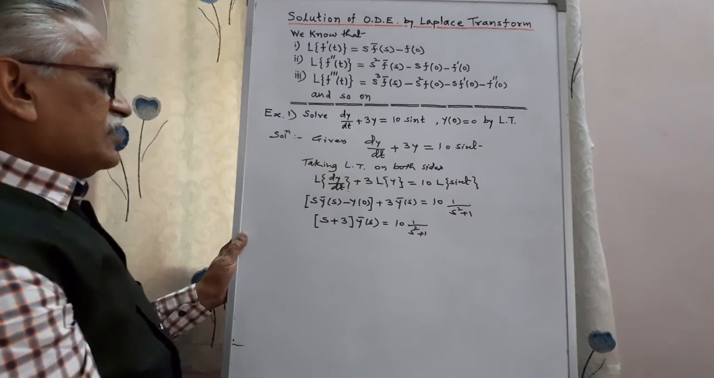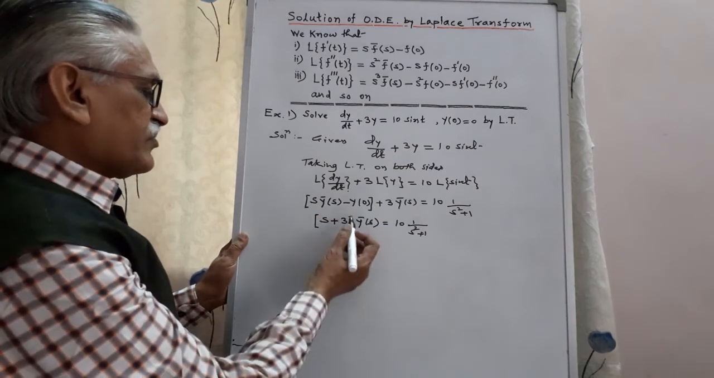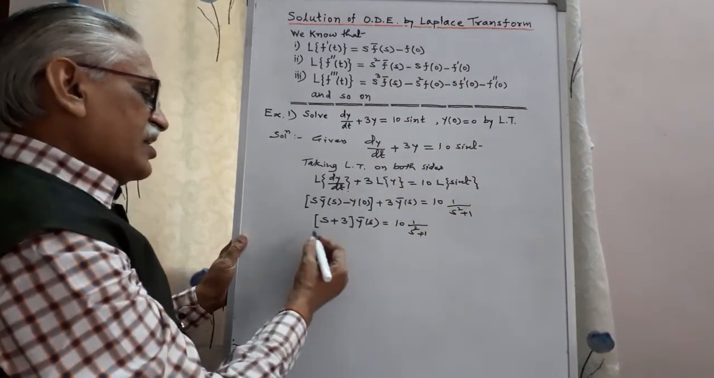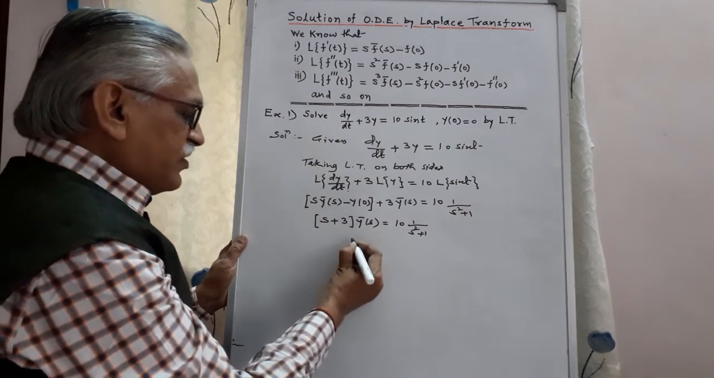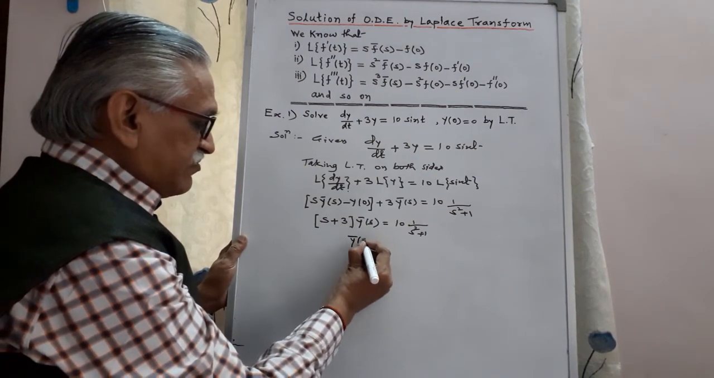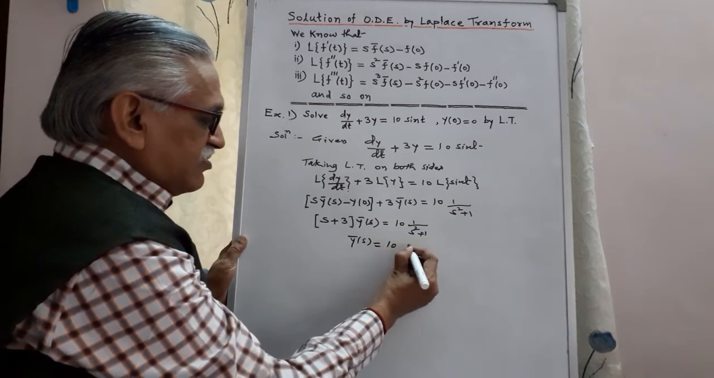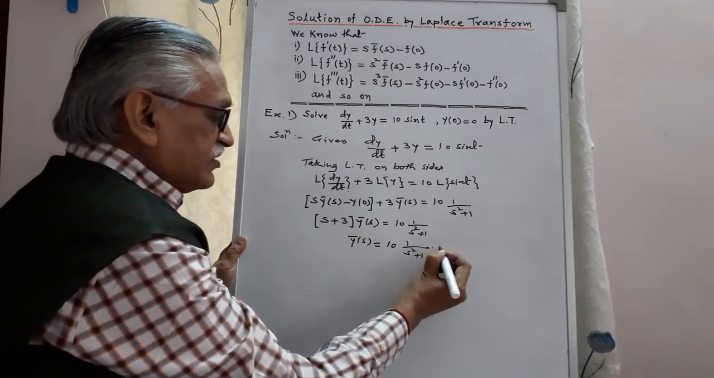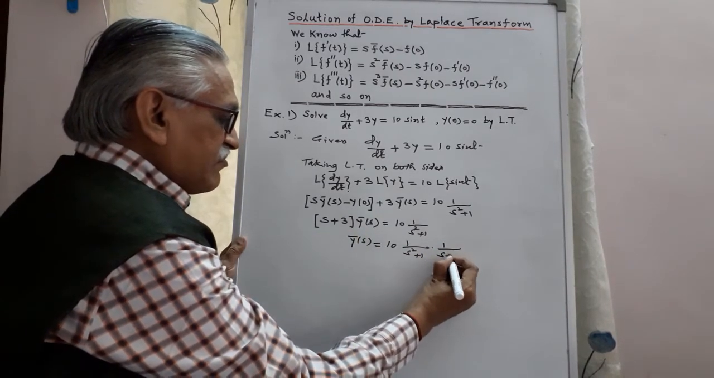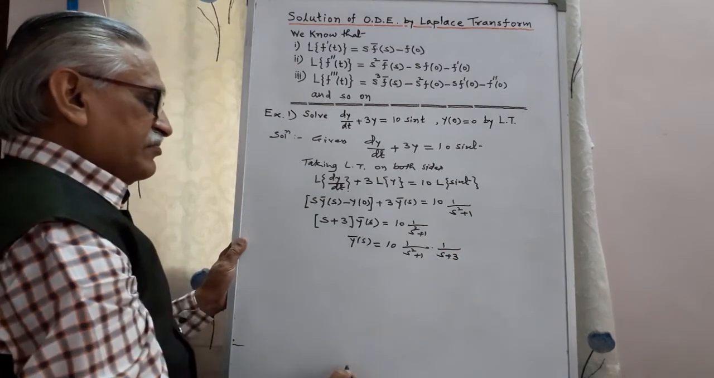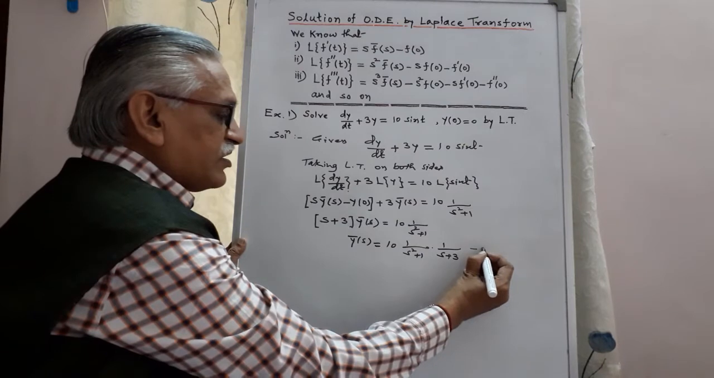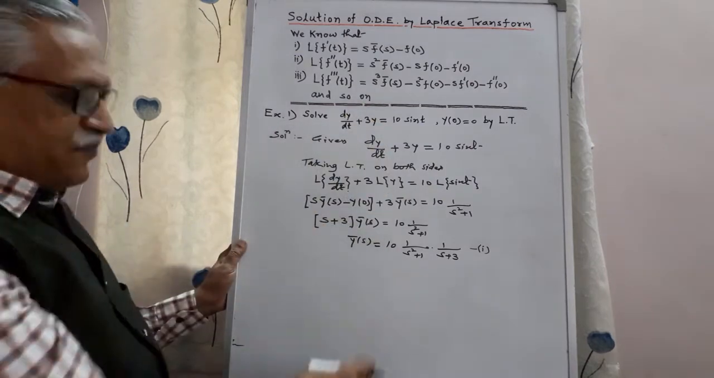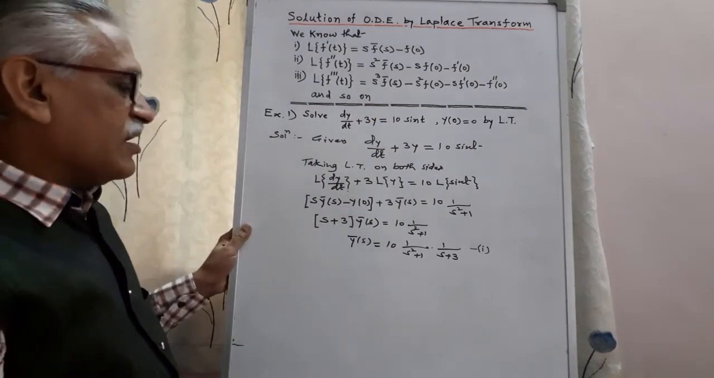If you transfer to the right hand side, the value of y of 0 is given as 0, therefore it remains 0, and then dividing by the coefficient of y bar of s, we get y bar of s as 10 into 1 upon s square plus 1 into 1 upon s plus 3. Equation number 1. Here the first half part is completed.